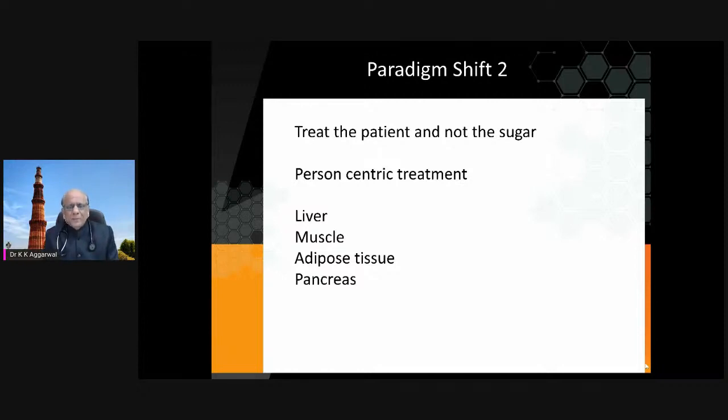So remember, the paradigm shift is treat the patient, treat the inflammation, and person-centric means evaluate a patient for liver, muscle, adipose tissue, and pancreas. These four will be involved much before diabetes happens. So inflammation will lead to involvement of liver, muscle, adipose tissue, and pancreas, which will lead to either deficiency of insulin because of inflammation of the pancreatic beta cells, or insulin resistance because of inflammation in the liver, muscle, and adipose tissue.